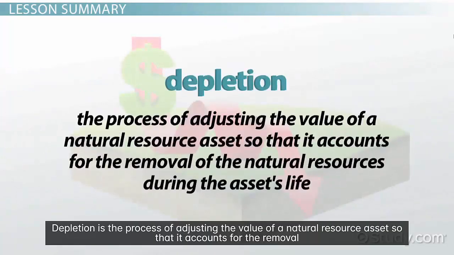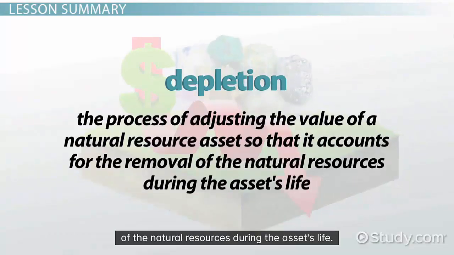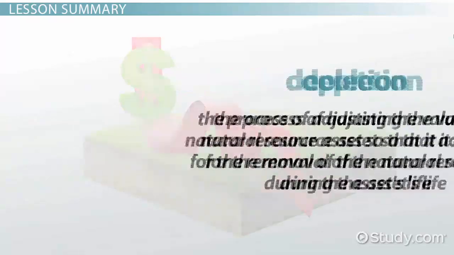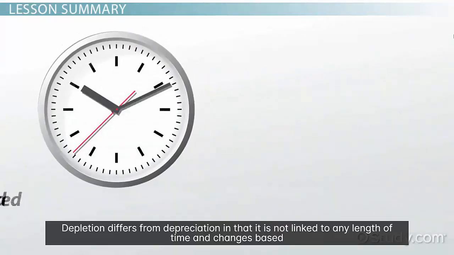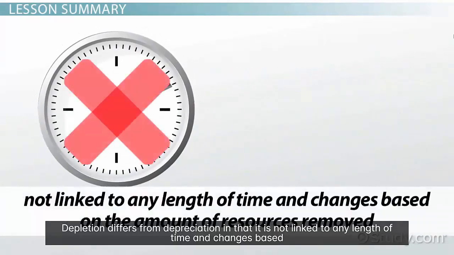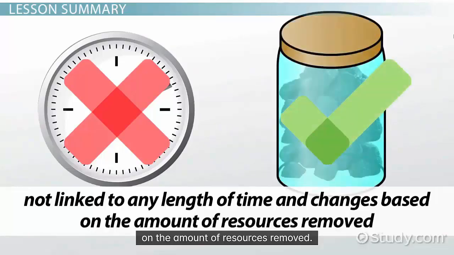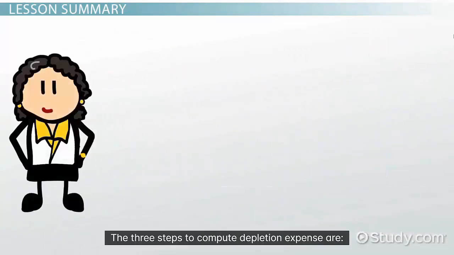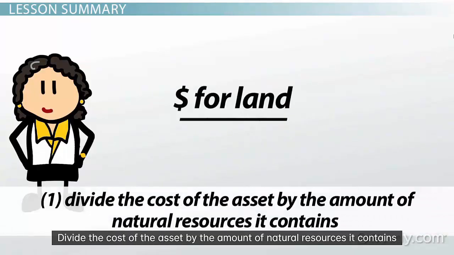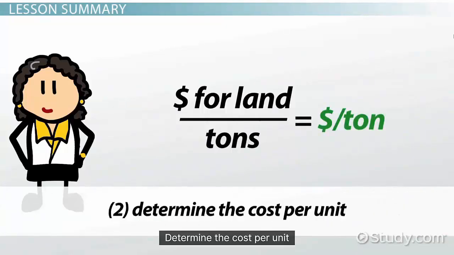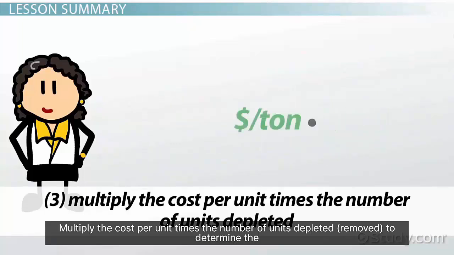Depletion is the process of adjusting the value of a natural resource asset so that it accounts for the removal of the natural resources during the asset's life. Depletion differs from depreciation in that it is not linked to any length of time and changes based on the amount of resources removed. The 3 steps to compute depletion expense are: 1. Divide the cost of the asset by the amount of natural resources it contains. 2. Determine the cost per unit. Then 3. Multiply the cost per unit times the number of units depleted, or removed, to determine the depletion expense for that year.